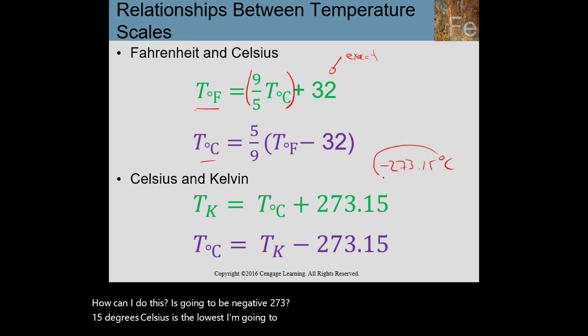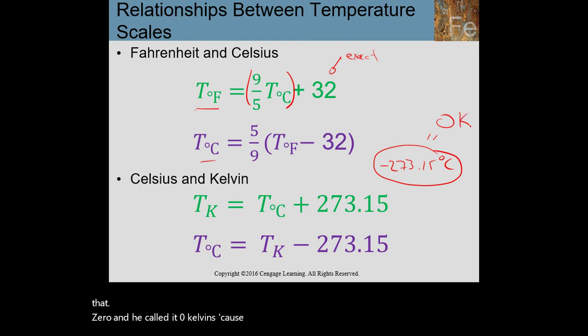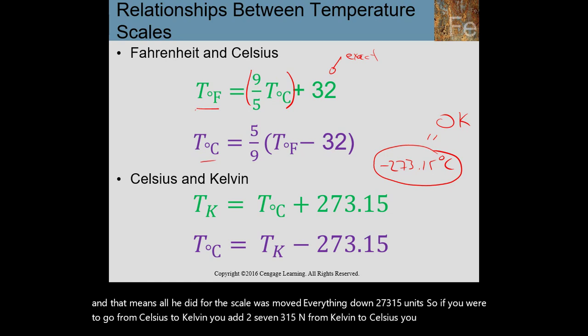So what he did was he said, well, I'm going to just call that 0. And he called it 0 kelvins because he was Lord Kelvin and named it after himself. So he made it 0. And that means all he did for the scale was move everything down 273.15 units. So if you were to go from Celsius to Kelvin, you add 273.15. If you go from Kelvin to Celsius, you subtract 273.15.